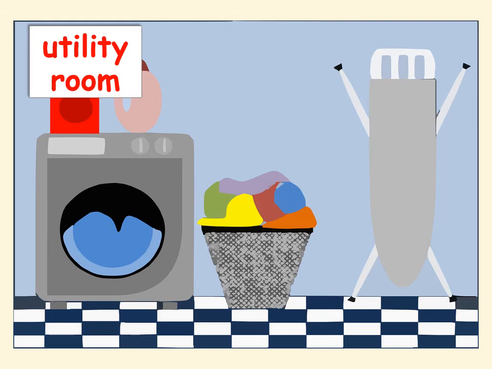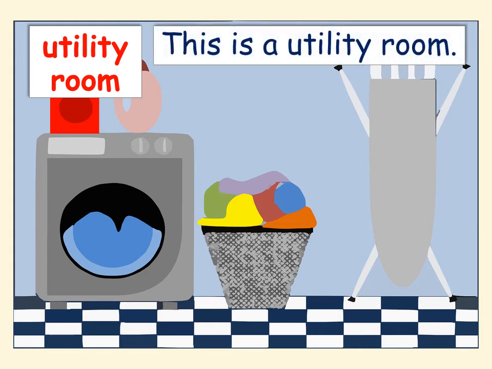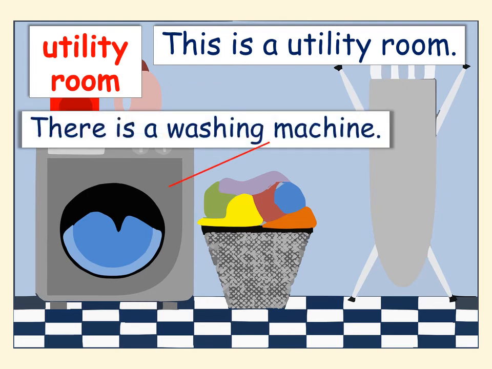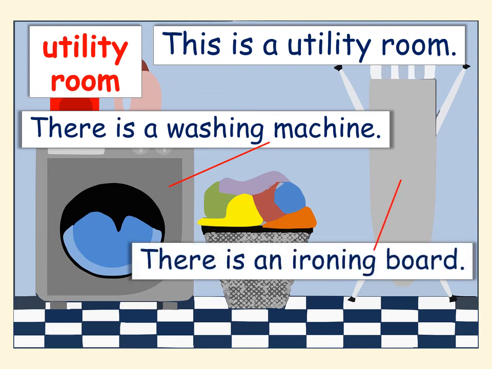Utility room. This is a utility room. There is a washing machine. There is an ironing board.